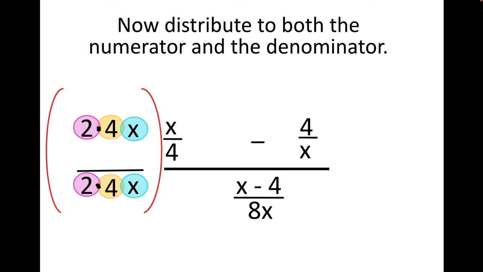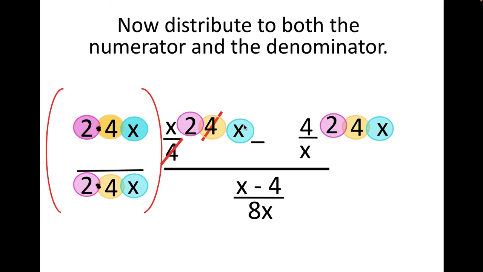So here I've just rewritten it, and I will now distribute to both the numerator and the denominator. So the 2 times 4x, or 8x, will be distributed to here, and then eventually to this term. As you can see, only my 4's will cancel, so you can imagine what this will multiply out to, an x times a 2 times an x. And over here, my x's will cancel, and so I'll have 4 times 2 times a 4.